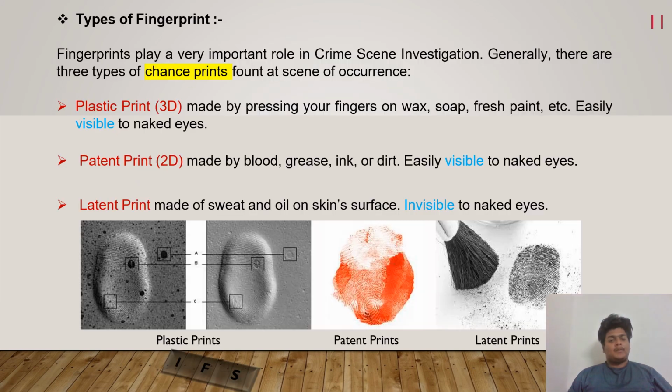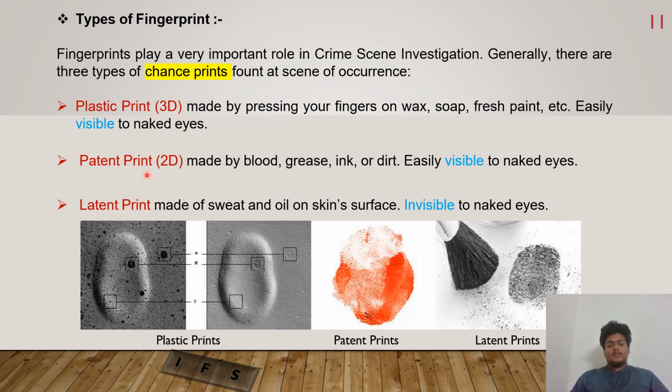Then we have types of fingerprints. The fingerprints play a very important role in crime scene investigation. Generally, there are three types of fingerprints, namely plastic prints, also known as 3D prints, then patent prints, also known as 2D prints, and latent prints, also known as invisible prints. The plastic prints or the 3D prints are made by pressing your fingers on wax, soap, fresh paint, etc. And these are easily preserved and easily visible to the naked eye.